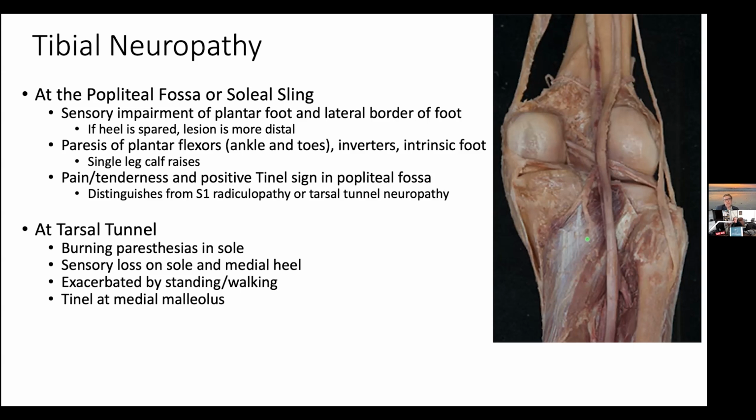Correct, yeah. But yeah, I guess your point is well taken that they're further distally, there still would be some motor branches coming off the tibial nerve going into the more distal portion of the gastroc. So yeah, there could be weakness there still, or pain. Yeah, that's a good point.